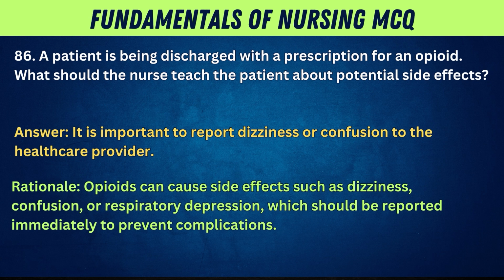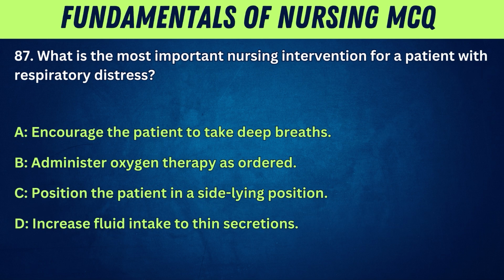Answer. It is important to report dizziness or confusion to the healthcare provider. Rationale. Opioids can cause side effects such as dizziness, confusion, or respiratory depression, which should be reported immediately to prevent complications.